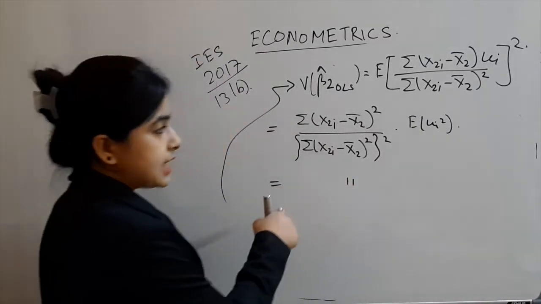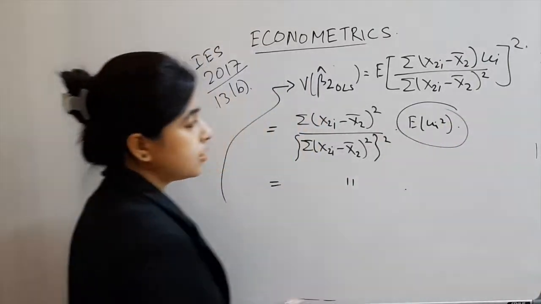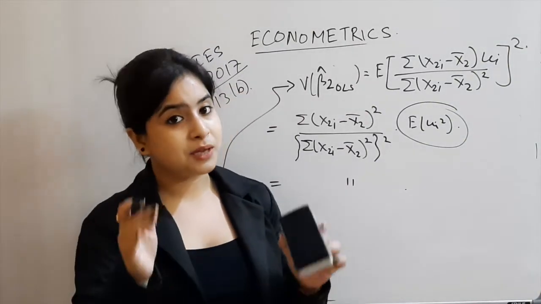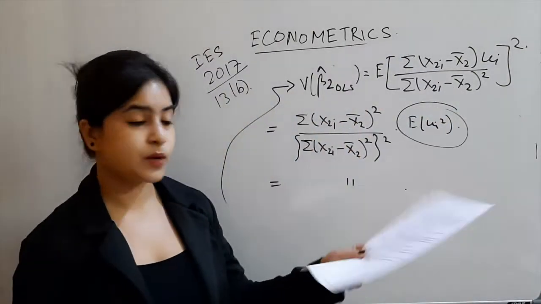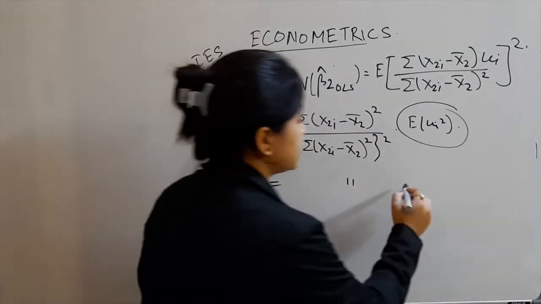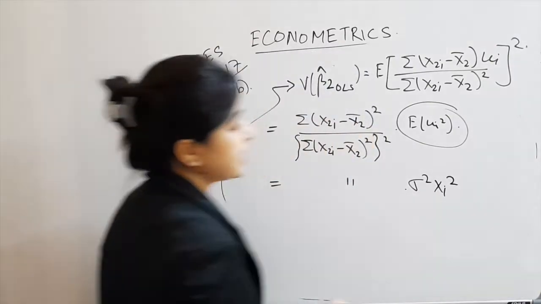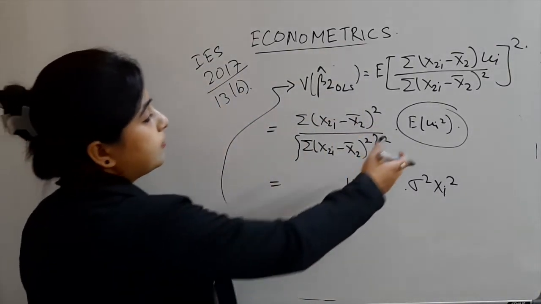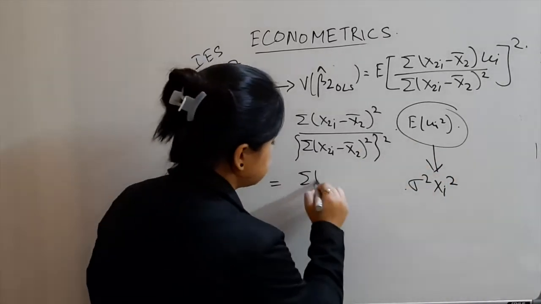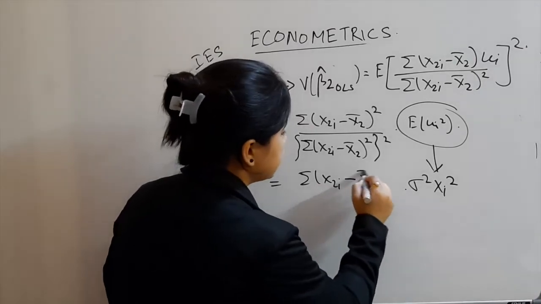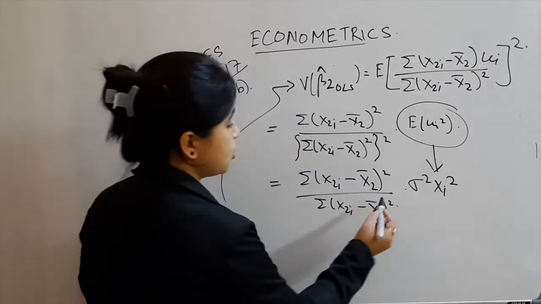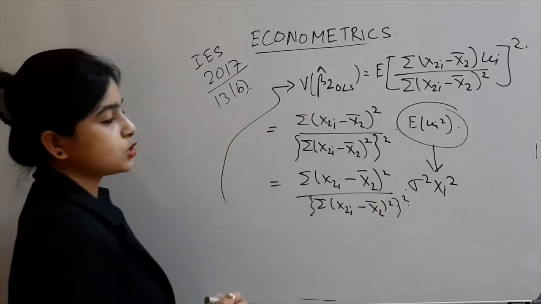So this term remains as it is. We have to focus on this term. The value of expectation of ui square was given in the beginning. The value of it is given in the question paper. It is equal to sigma square xi square. So I'm just going to substitute that. So here we have sigma square xi square. This is the value of expectation of ui square. So let me just write it: sigma square xi square divided by summation (x2i − x2 bar) whole square and then again square.